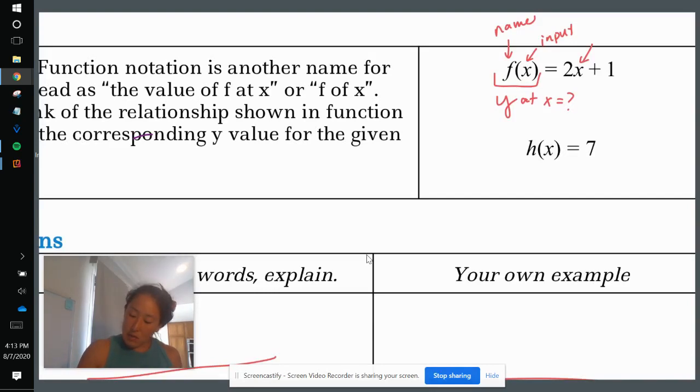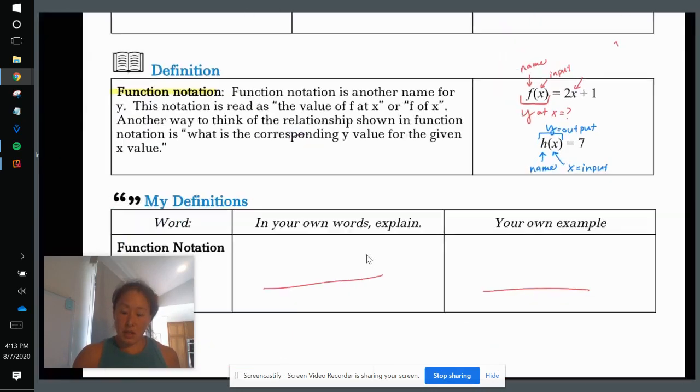Okay. The second one, the name of the function is h. What is the input of the function h? Well, I'm going to use the variable x. Okay, x is the input. Together, this whole thing is equal to y, the output.